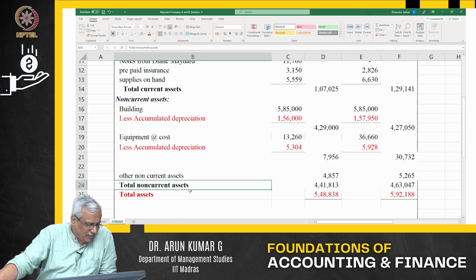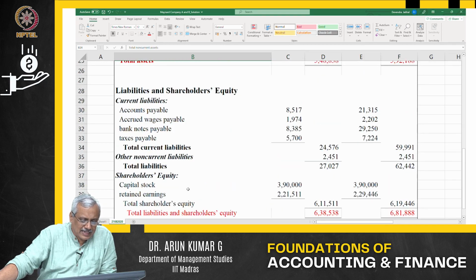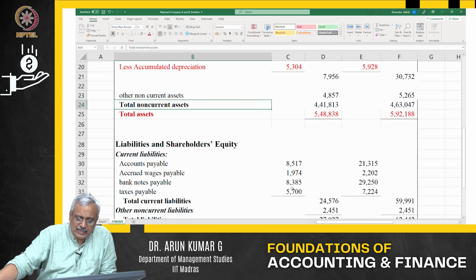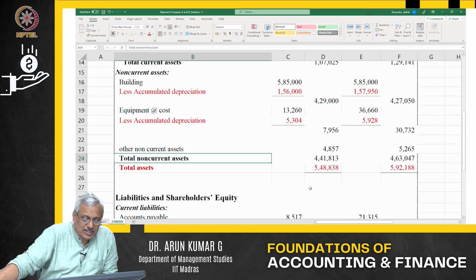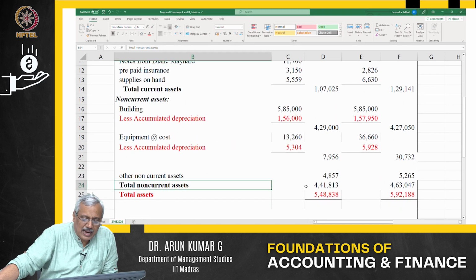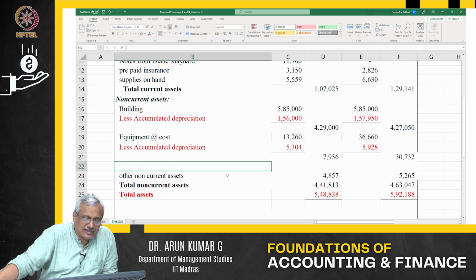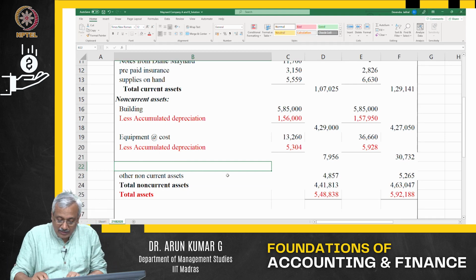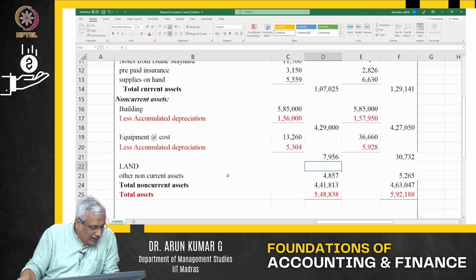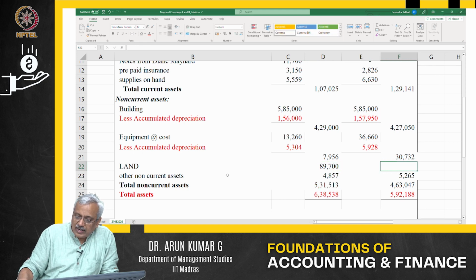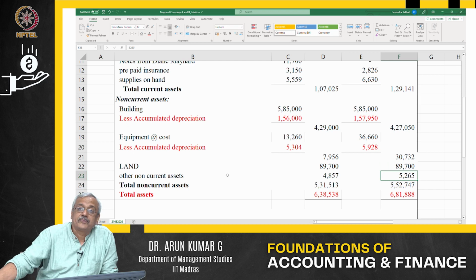So, are we complete? We entered the taxes payable as a liability, 7224. Have we missed anything? Yes, we have missed something called land. Land is a long term non-current asset. What is the value of the land? As per the books, 89,700 is the value of the land, and it is 89,700 as of June 30th as well.